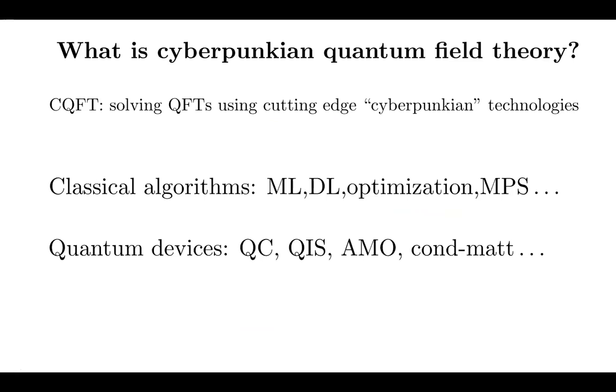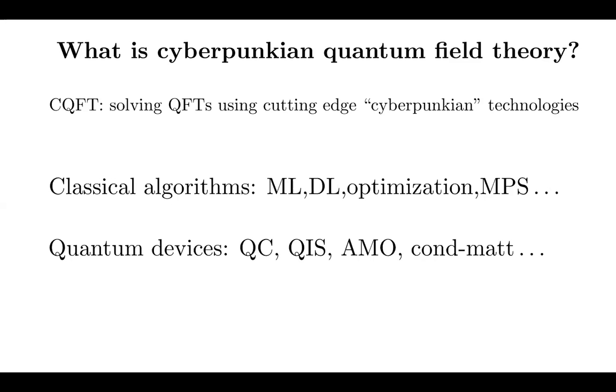But I use this terminology to refer to my method of solving quantum field theories. I'm interested in using cutting edge information science methods to solve quantum field theories theoretically and numerically. For instance, of course, quantum computation belongs to cyberpunk technologies, because firstly, it is cutting edge and a hot research direction, and secondly, it lies in the future. It has some similarity to science fiction, because, as I will talk about later, currently we are still in the development of universal quantum devices. So I'm interested in solving quantum field theories using quantum computation or quantum information science in general, or analog simulation like AMO physics or condensed matter physics.